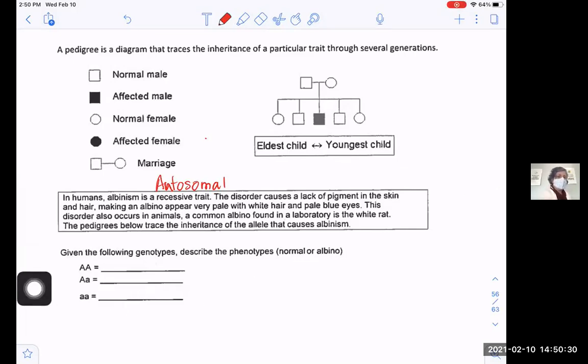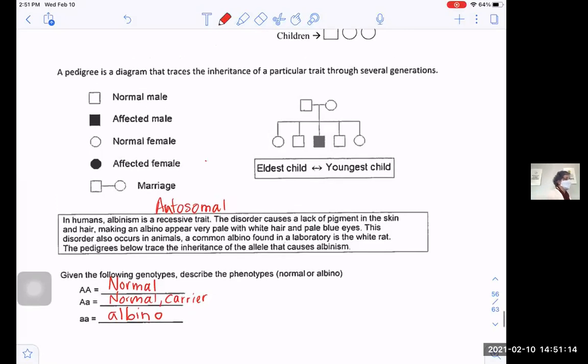Because this is autosomal recessive, to be albino, you have to have 2 recessive alleles. So little a is albino. Big A would be normal, so normal pigment. And then the heterozygous person is normal, meaning they're not albino, but they are what we would call a carrier, because they're carrying that recessive allele that can cause a person to be albino, but they're not an albino themselves.